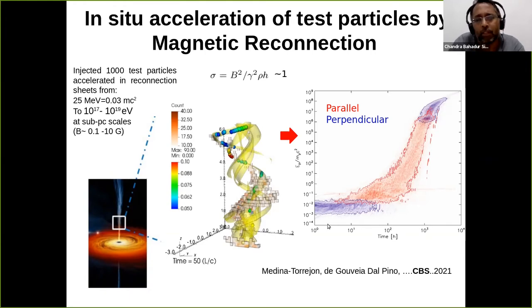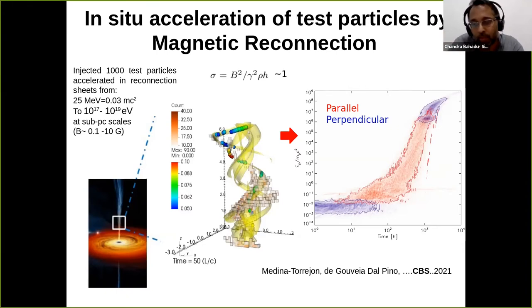In these simulations we took a snapshot of a kink jet and injected some thousands of test particles. It was seen that there is a jump in the energy of these particles, by several orders of magnitude. Here the color shows the component of velocity which was accelerated, and you can see the parallel component of the velocity was mainly accelerated in this kind of system. That means the particles were accelerated parallel to the reconnecting layer. This shows that there is a possibility of particle acceleration between the current sheets.